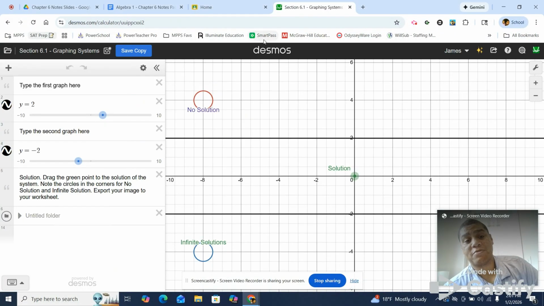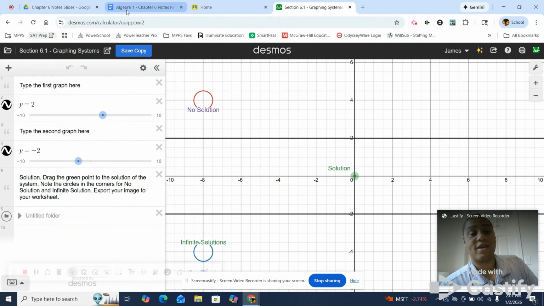And how do we use Desmos? Well, we use Desmos to basically do the graphing method for us. In fact, this is from the pandemic, and you'll see it's labeled section 6.1 graphing systems, because that's really all we're doing. We're using the graphing method, which says graph the first line, graph the second line, and see where they cross. But now Desmos will do it for us.